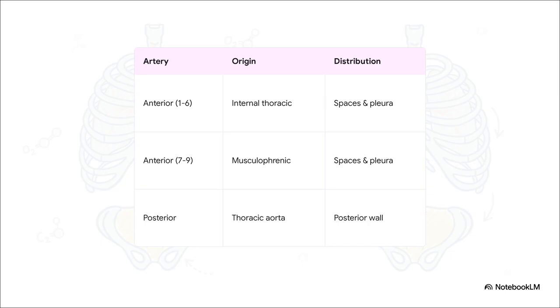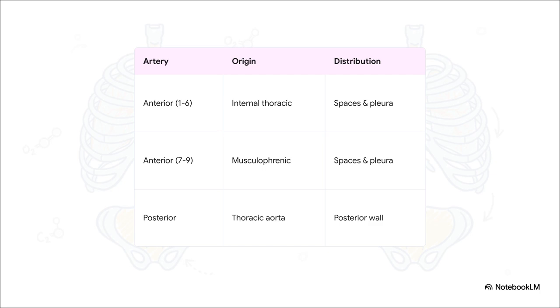Now, the arterial plumbing of the thoracic wall is essentially a highly efficient dual feed system. At the front, the anterior intercostal arteries for spaces 1 through 6 originate directly from the internal thoracic artery, which is a branch of the subclavian artery running right down the inside of your sternum. Spaces 7 to 9, those come from its terminal branch, the musculophrenic artery.